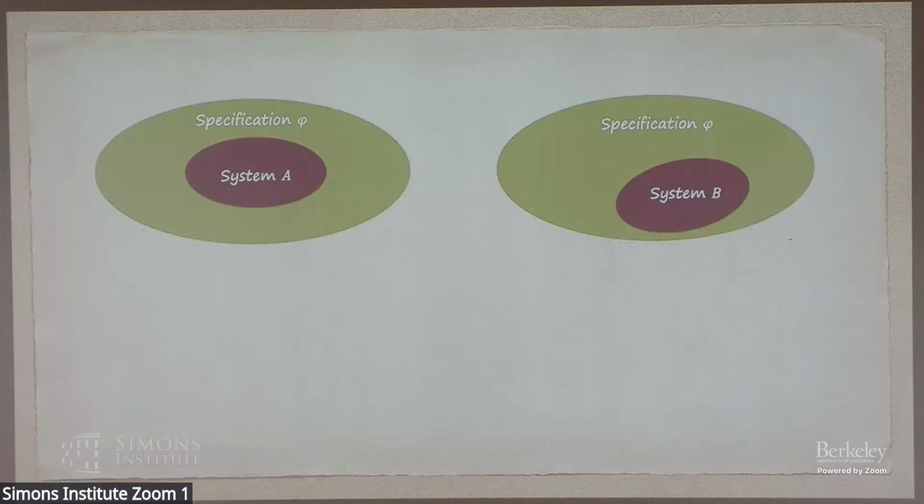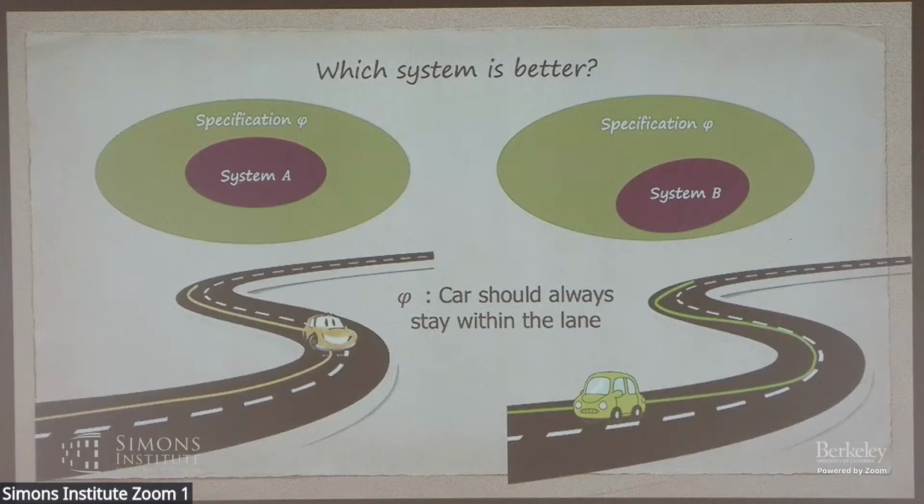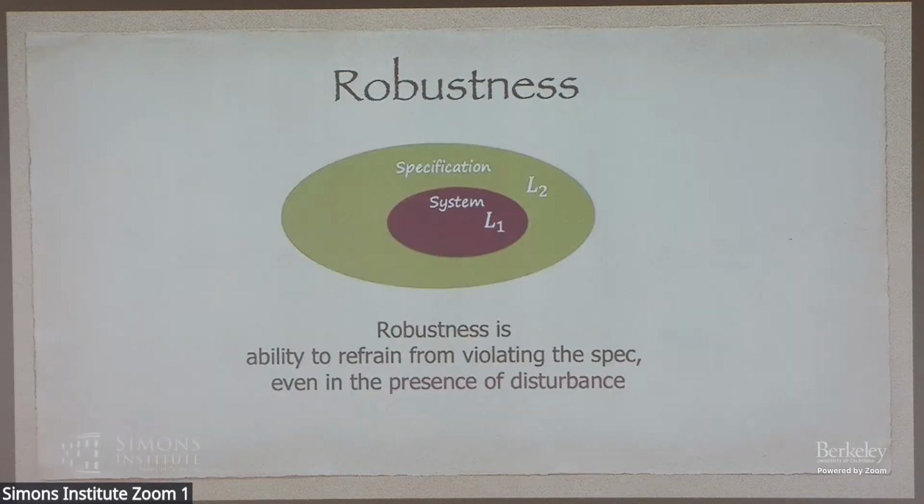Now we have these two systems, neither of which has bugs, and we want to answer which system is better. Just to have a practical example, I have a specification of an autonomous car, saying that the car should stay within the lane. And I have two cars and both satisfy the specification. I want to ask which one is better. I think you would agree that the yellow one is better, because it seems more resilient to disturbances, right? If we look at robustness in this lens, we see it as the ability to refrain from violating the spec, even in the presence of disturbances.